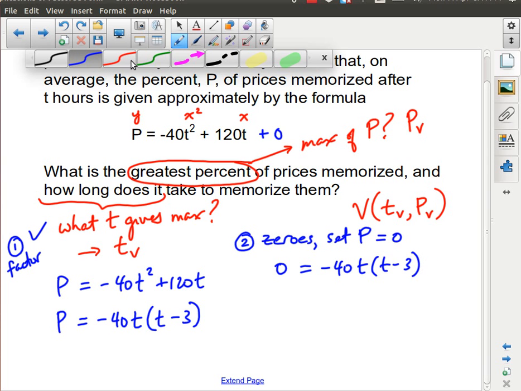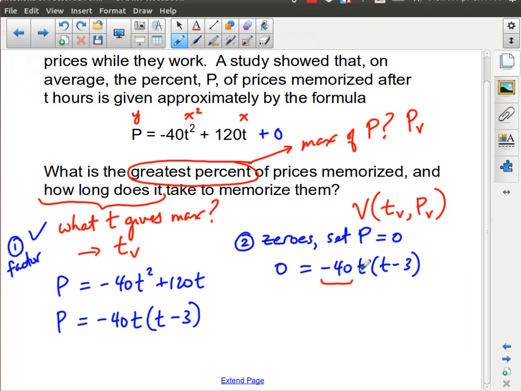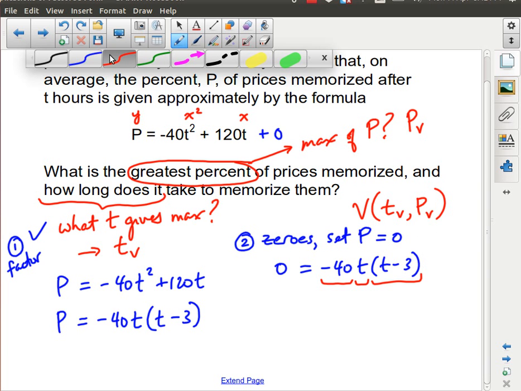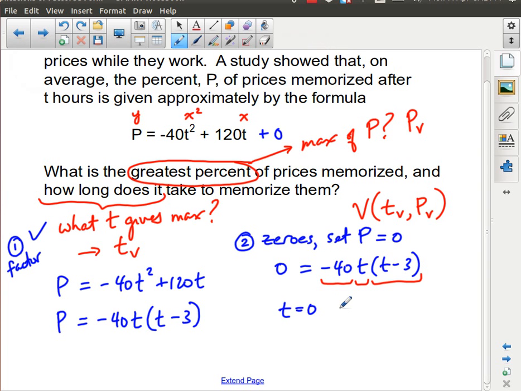Now ask yourself, what are the things that are being multiplied together here? I've got the number negative 40 multiplied by the factor t multiplied by the factor t minus 3. Negative 40 can't be 0. It's impossible. So there's no point in even considering that, but I've got t times t minus 3. So that means that t equals 0 or t minus 3 equals 0. And when I solve this one, I end up with t equals positive 3.